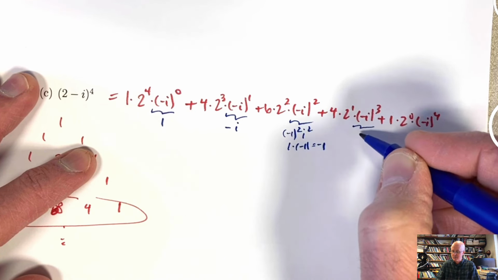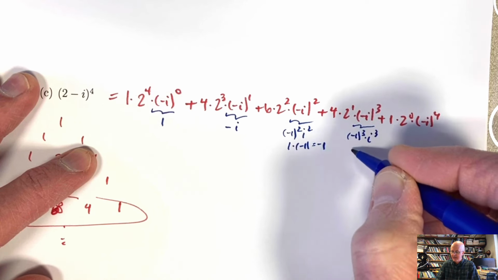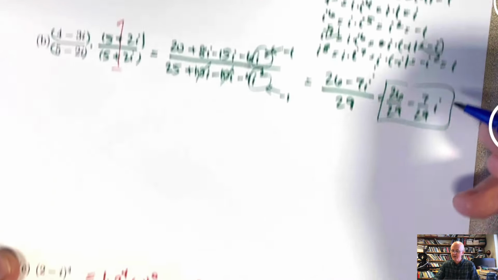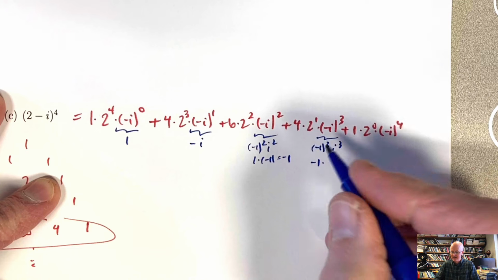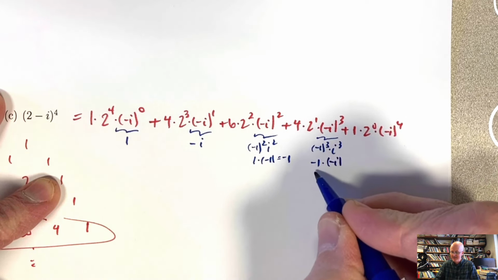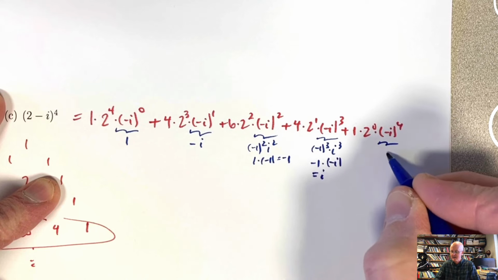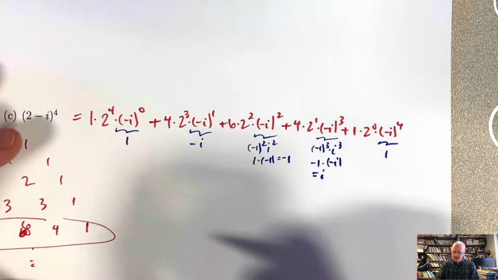Negative i cubed, that's negative 1 cubed times i cubed. Negative 1 cubed is negative 1. i cubed, we saw that before, that was negative i. So I get negative 1 times negative i. This is a positive i. And negative i to the fourth turns out to be 1. You can check. All right, so we're almost done.